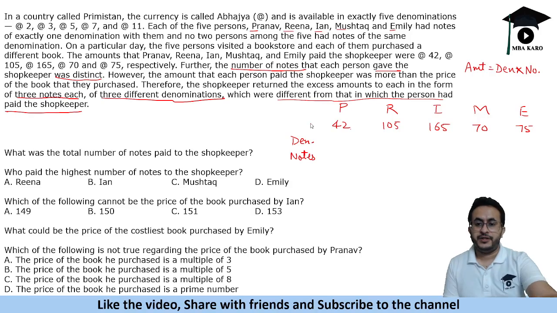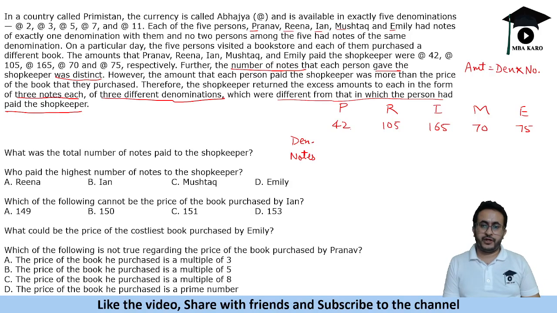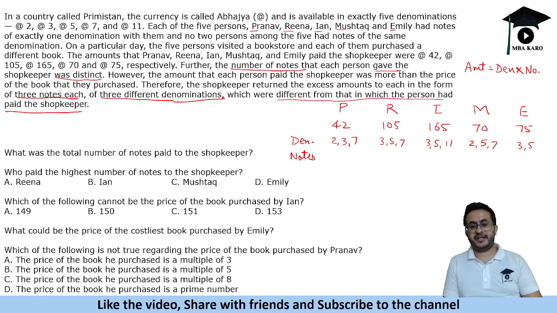Let us first find out which denomination which of these persons could have had. Okay, so let's read the conditions and try to find it. So if you look at 42, it can be 2, 3 or 7. Okay, 105 could be 3, 5 or 7. 165 could be 3, 5 or 11. 70 could be 2, 5 and 7. Okay, 75 could be 3 or 5, right?